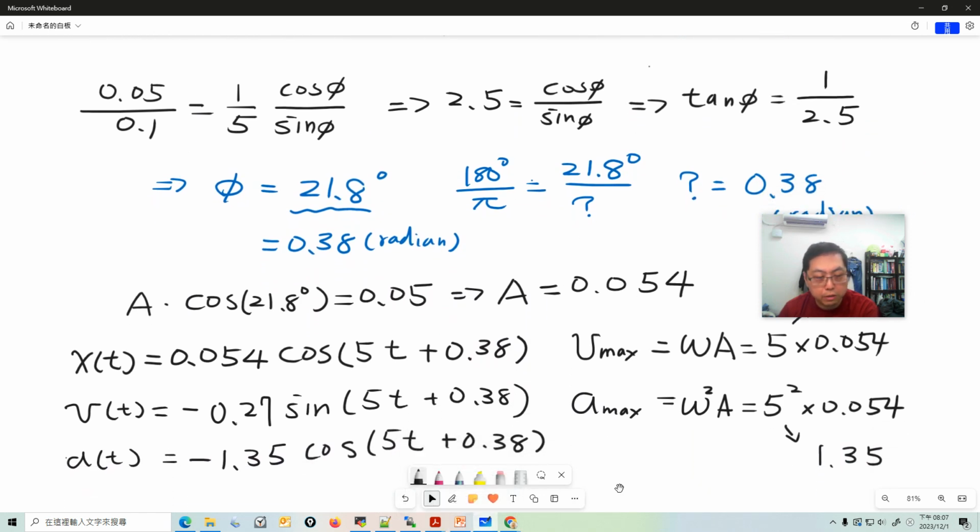In the next part, we are going to use the energy perspective to study simple harmonic oscillation. Because at the very beginning I said we have two perspectives to study it. One is using the equation of motion, and the other is using energy conservation.